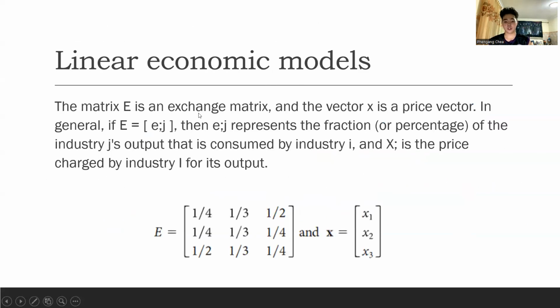The matrix E is an exchange matrix, and the vector X is a price vector. In general, the numbers in E represent the fraction or percentage of the industry's output that is consumed by each industry, and X is the price charged by each industry for its output.